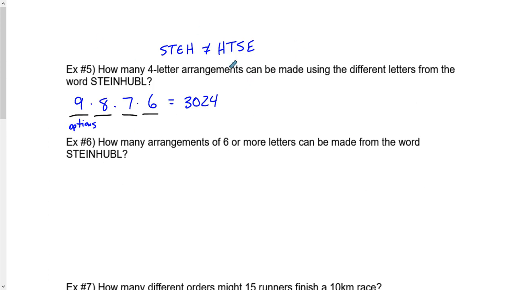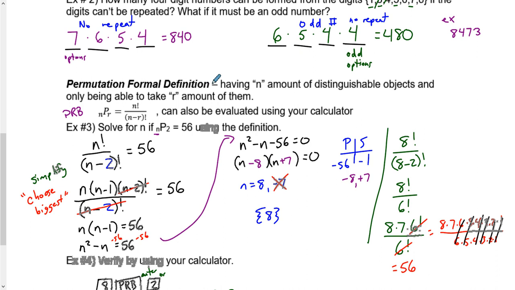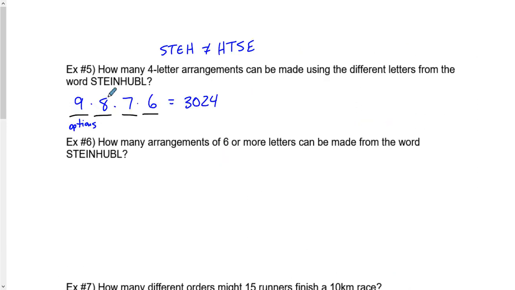So again, let's go back to another definition, more specifically, the permutation formal definition. If we have n amount of distinguishable objects, and we take r amount of them at a time, we can use this nPr. We have 9 distinguishable objects, 9 different letters. We are taking 4 of them. As long as we don't have any repetition here, we're set. We have 9 objects, taking 4 at a time.